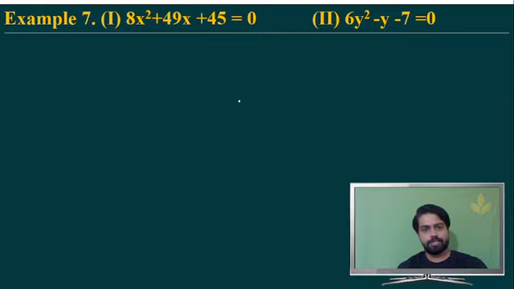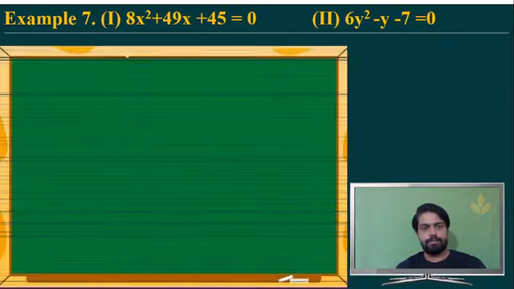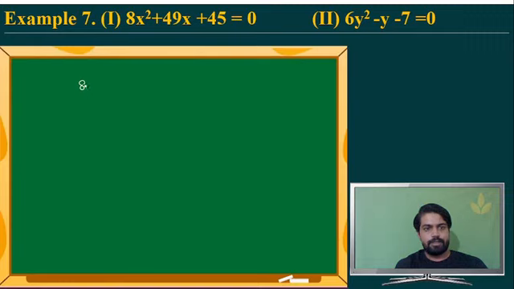Let's go to one last question. That is again another quadratic equation: 8x square plus 49x plus 45 equal to 0. Now I am going to prime factorize 45 and 8, looking for two numbers whose sum gives 49. So I see this as 3 square into 5 into 2 cube, and then let's see the combinations, which one will give you 49.